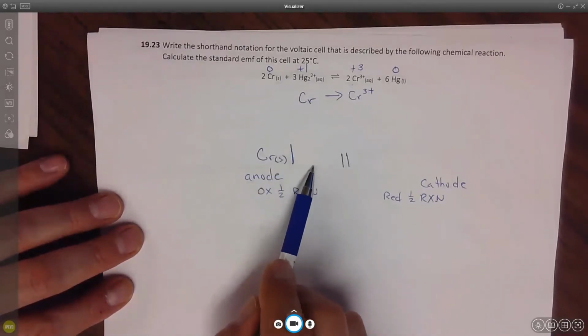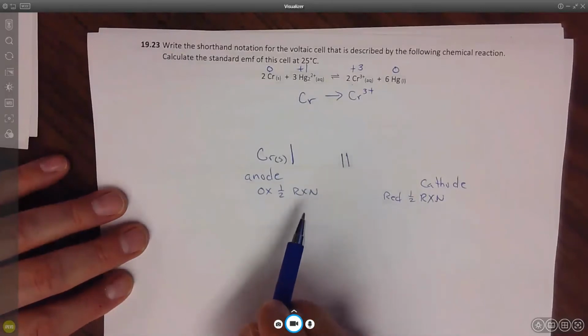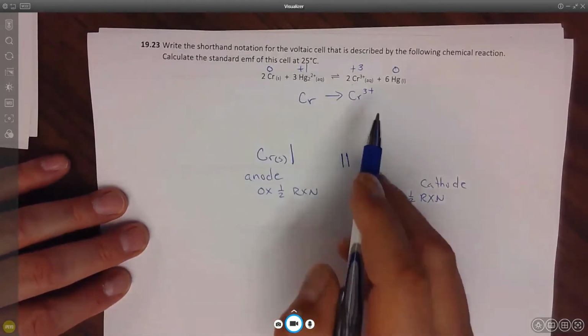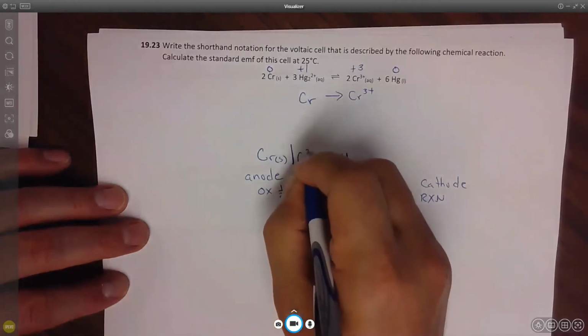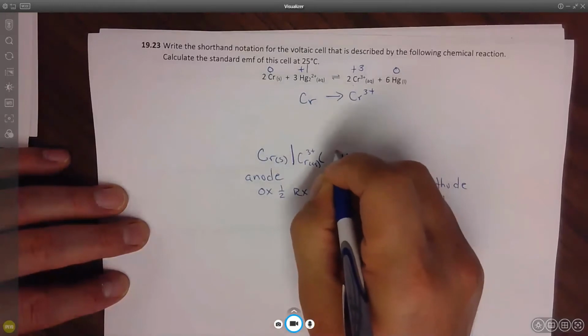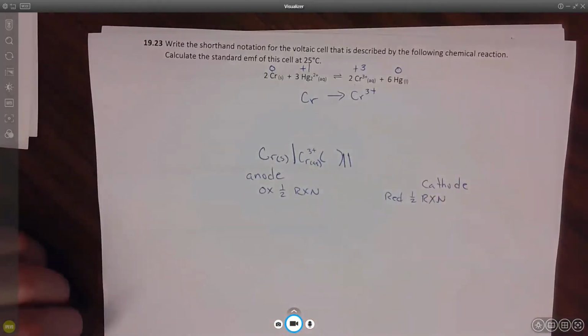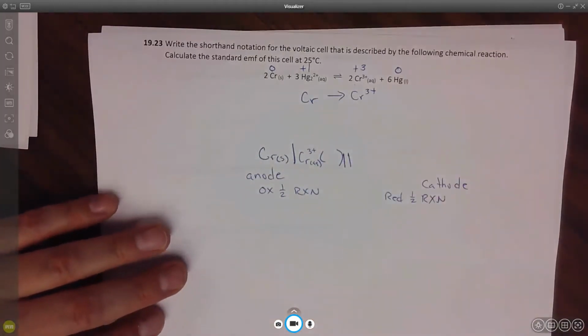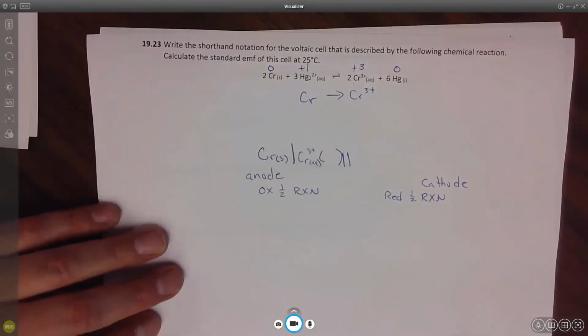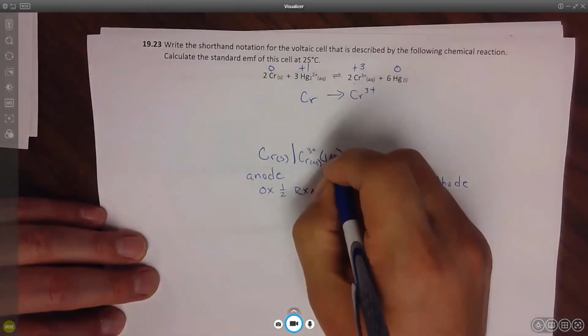So then what's going to go here? Aqueous chromium 3+. Now, normally we put the concentration. So what's the concentration going to be here, assuming we have a standard cell? 1 molar. That would be 1 molar.